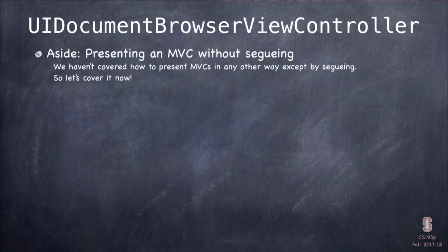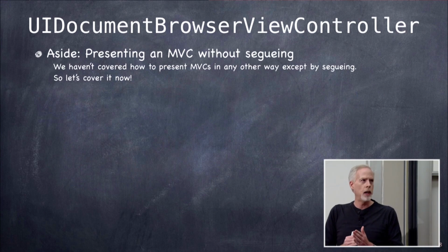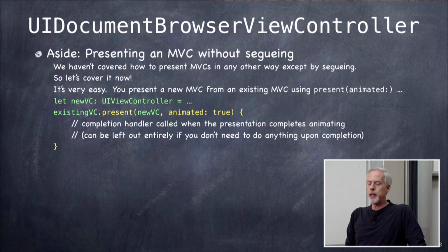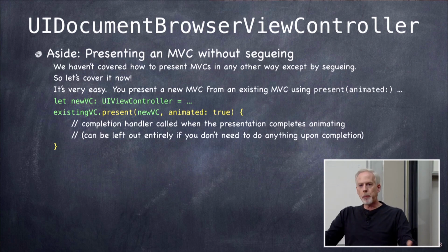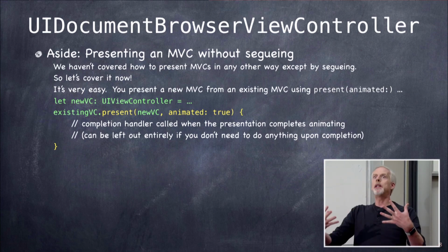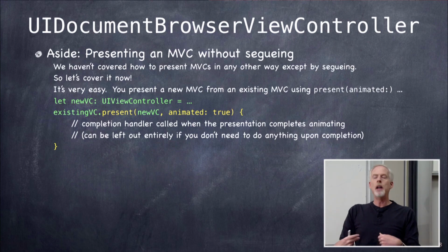Next, you have to present your document MVC. So we have to take a little time out and go to an aside and learn something different, which is how to put an MVC on screen without segueing. So how do we do that? It's quite easy. There's a method called presentAnimated. You send it to yourself if you're a view controller, and you give it an argument of another MVC, and it presents it animated. It presents it on screen modally, which means it takes over the entire screen and just owns it until it dismisses itself, and then it's back to you, which is exactly what we want here.